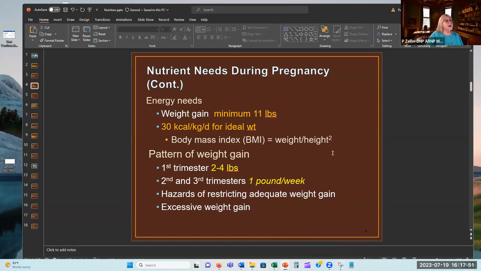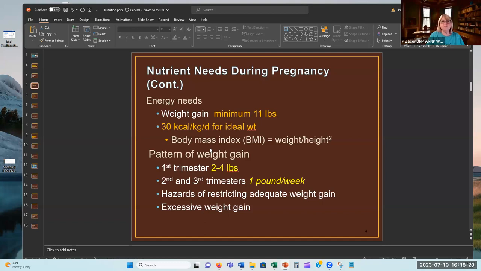What kind of a diet would you recommend to a woman who's having trouble with nausea? What are some things you could teach her? Eat bland foods, stay away from spicy foods. So bland foods. Okay, not high in fat. Yeah, right. So fat makes you sick to your stomach, okay?